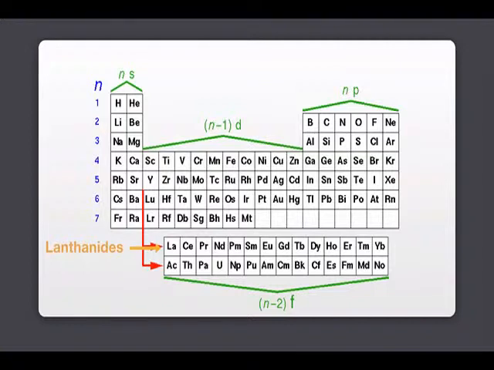A common mistake that people make is calling the first series rare earth. Since the electronic structure of block F is (N-2)f, therefore, the electronic structure for lanthanides is 6-2 f, that is 4f. The second group, actinides, contains 14 elements as well. They are radioactive elements. The electronic structure for actinides is 7-2 f, that is 5f.